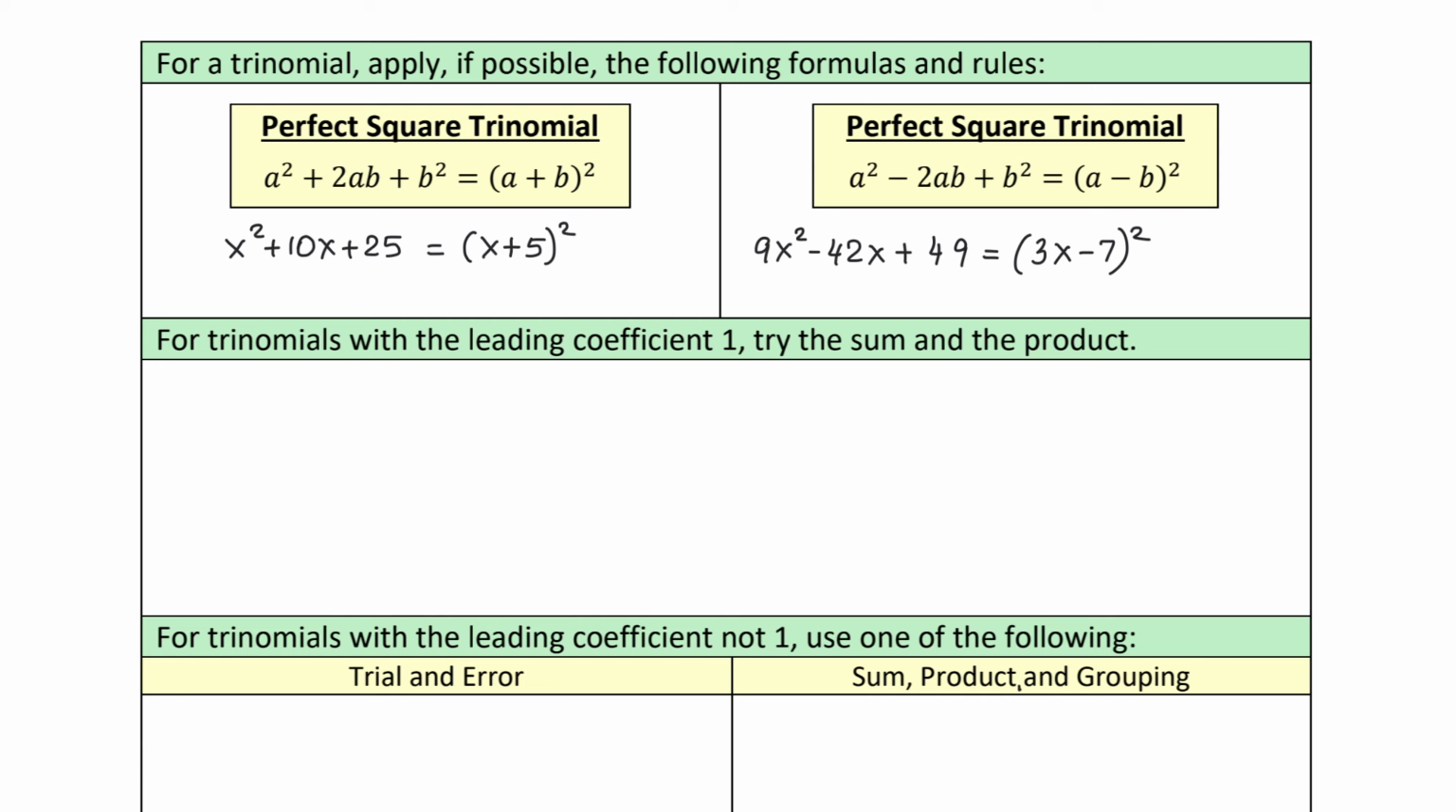For example, the trinomial x squared plus 5x plus 6 is a trinomial that has the leading coefficient 1. This trinomial will factor as a product of 2 binomials, where the first term will be x. Then we need to find the 2 numbers whose sum is 5 and the product is 6. These numbers will be 2 and 3. So if we add these 2 numbers, we will get 5, and if we multiply them, we will get 6. So then, this trinomial factors as x plus 2 times x plus 3.